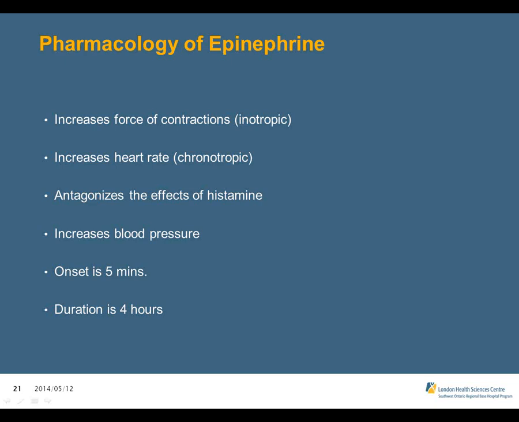So again, epinephrine increases the force of contraction, meaning inotropy. It increases the heart rate to get a better cardiac output, which is known as chronotropy. It has some effects against histamine, so it actually helps reduce the release of histamine from the mast cells and will cause an increase in the blood pressure. Again, absorption is quick, within 5 minutes when it's given IM, and the duration is approximately 4 hours in total.